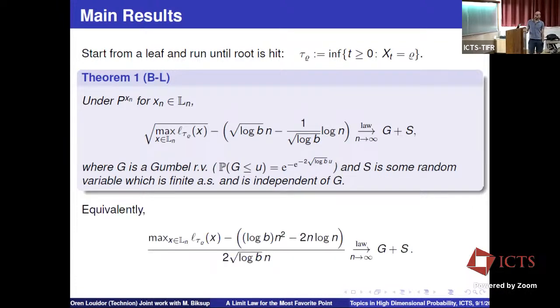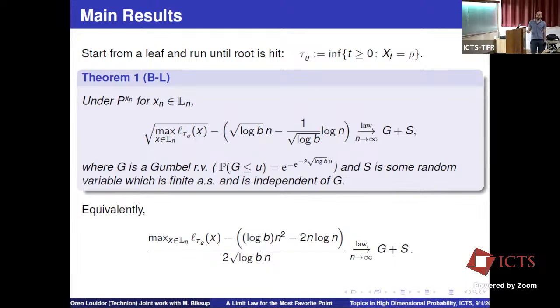Equivalently, if you want a formulation without square roots, if you look at the maximum itself, then the first order is n squared, the second order is n log n, and whatever remains is fluctuations of linear order. If you divide by that, that's a more standard formulation for a scaling limit.